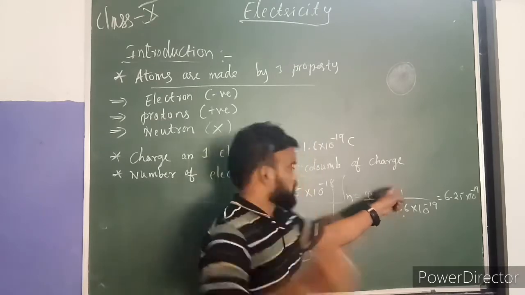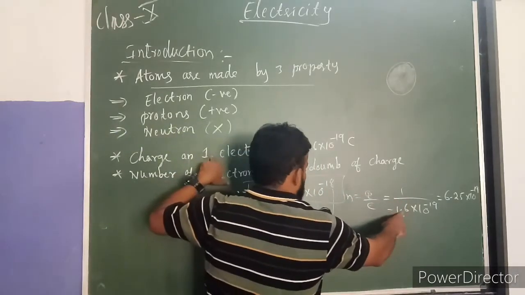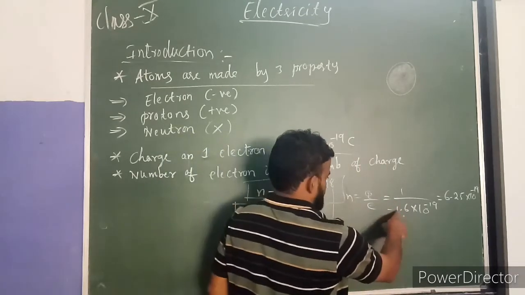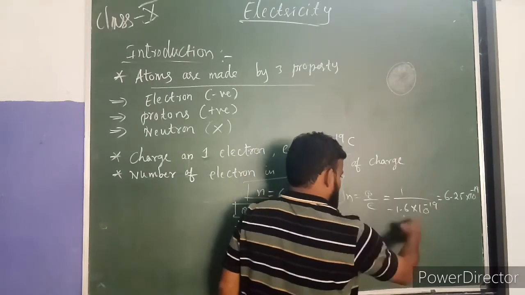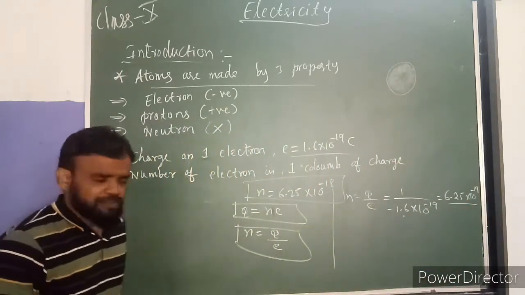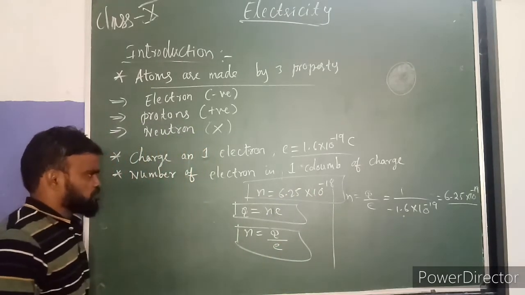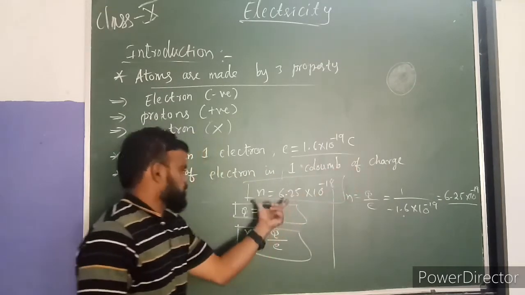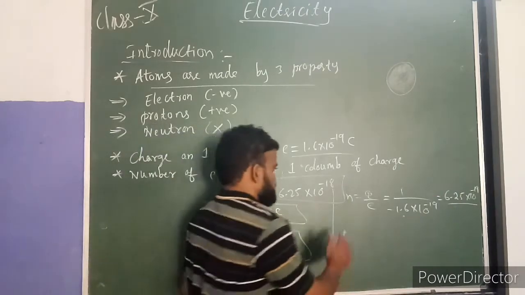Q is the charge, 1 coulomb, and e is the charge of an electron. So we divide 1 by the electron's value, 1.6 × 10^-19. If you divide these two values, you will get exactly 6.25 × 10^18. This is the number of electrons in one charge of 1 coulomb.